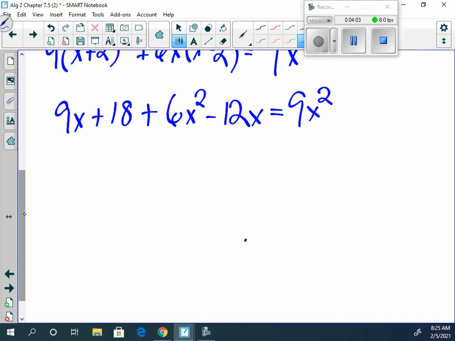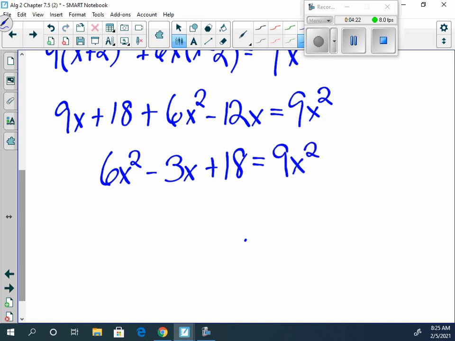Now we can combine some like terms. Well, 6x squared is by itself on the left side. We have 9x minus 12x, which would be negative 3x, plus 18 equals 9x squared. So we have this set up here.